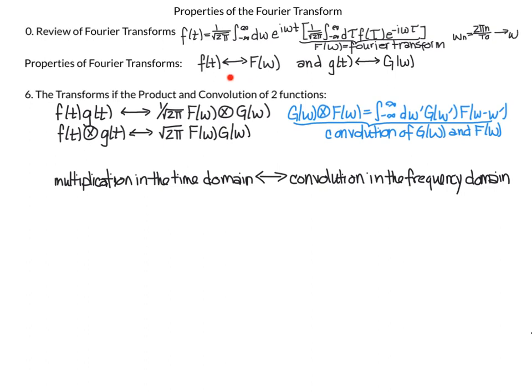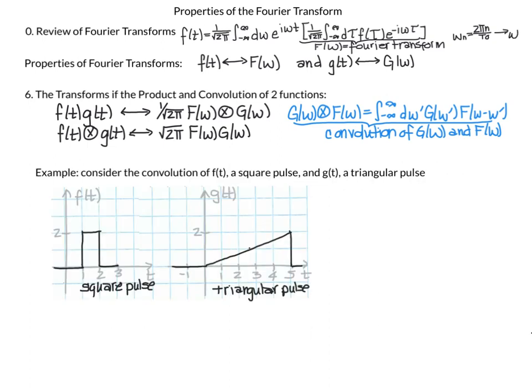In the case of this convolution and this product, I am not going to derive these formulas as I have for the other properties, but what I will do is focus on how to calculate the convolution of two functions. The example I'm going to consider is the convolution of f of t, which is a square pulse over here, and g of t, a rectangular pulse.